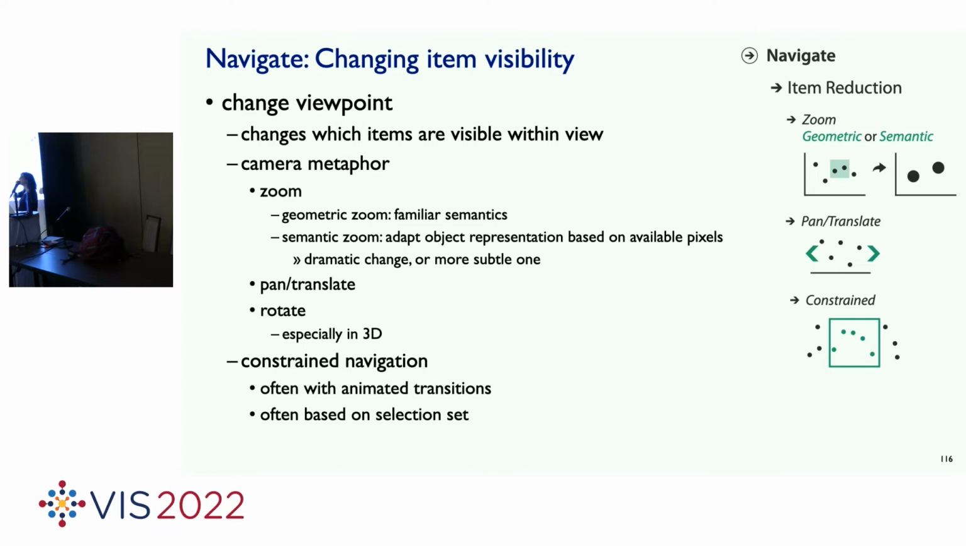Often you'll do this through an animated transition instead of simply a jump cut from one to the other. Having a smooth transition makes it much easier to maintain your orientation. So constrained navigation is typically based on some selection set and then an automatically computed navigation path. There's some lovely math and papers for doing that if folks are interested.